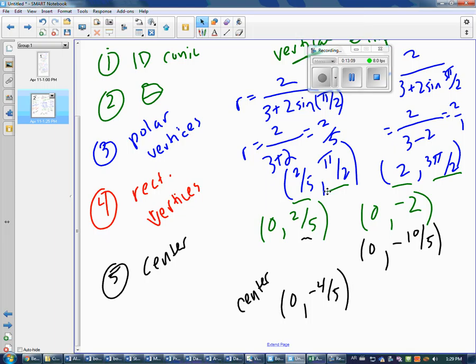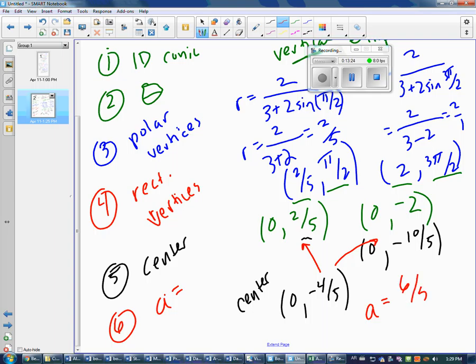Once you have your center, then you can tell what your A value is, because it's the distance from the center to either vertex. So the distance from -4 to -10 is 6. The distance from 2 to -4 is 6. So my A value is 6/5.